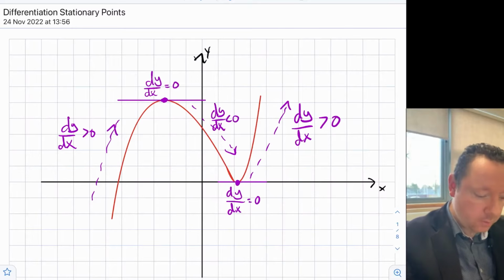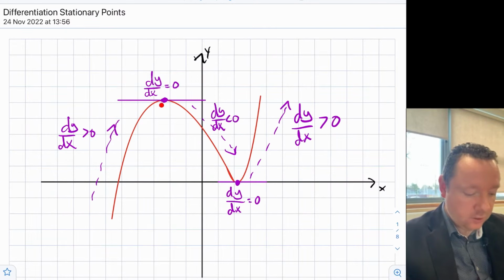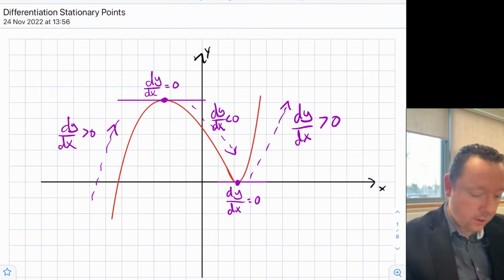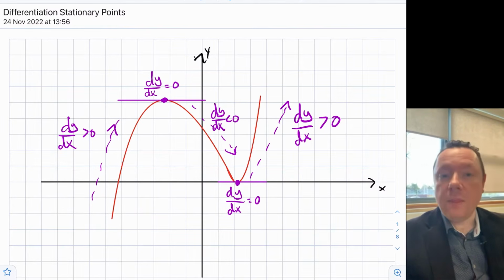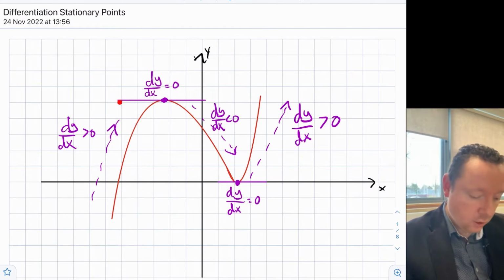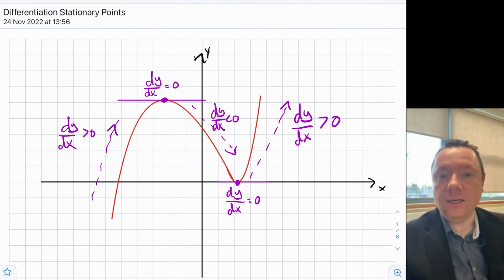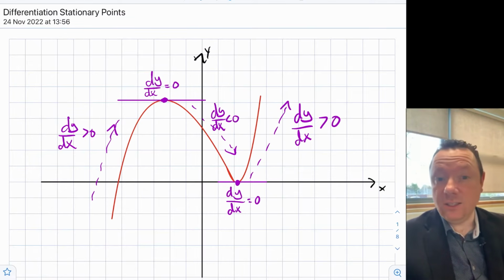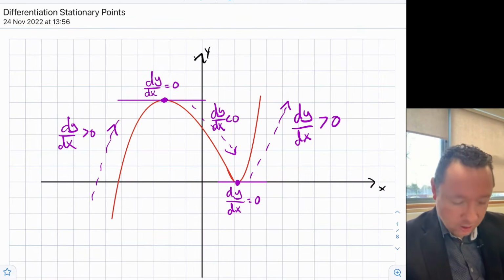So if we look at this picture here, I've drawn a curve in red, and you can see that these are the stationary points, or otherwise known as the turning points, and it's when the graph turns. Now at this point, if you were to draw a tangent, the gradient of that tangent would be 0, it would be a straight line across. So if the gradient of the tangent is 0, it means you've found a stationary point.